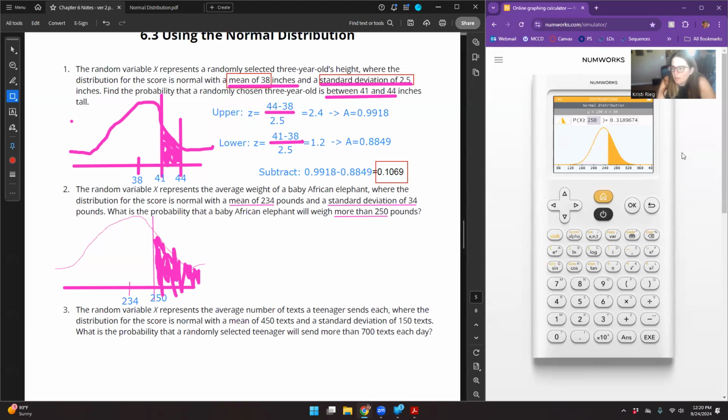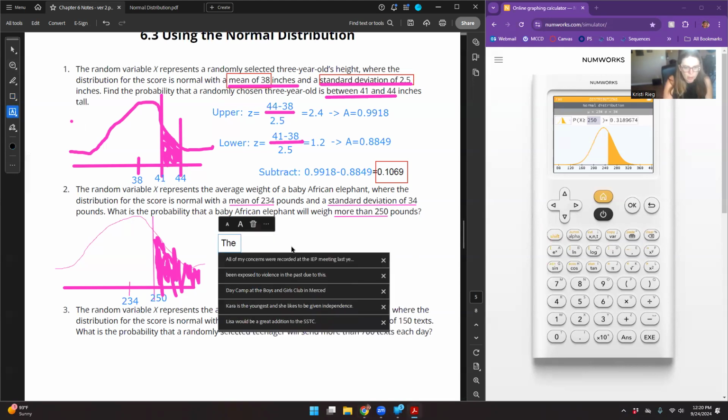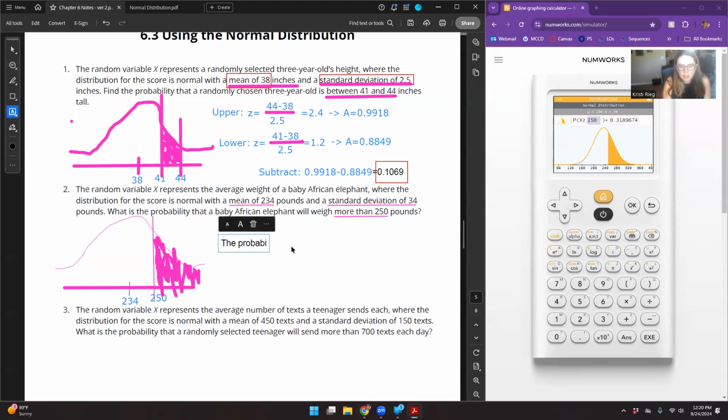I type in 250 and I get, let me write that down over here, the probability 0.3190. We'll go to whatever the assignment says, but we'll do the 4 decimals on this assignment because that's what the table is. So again, that 89 raises to 90 because of that 6. All right, not too shabby.